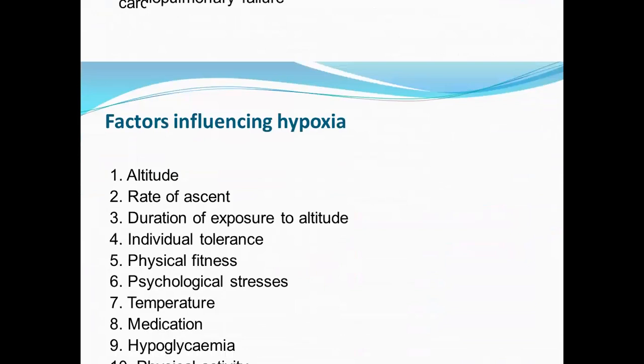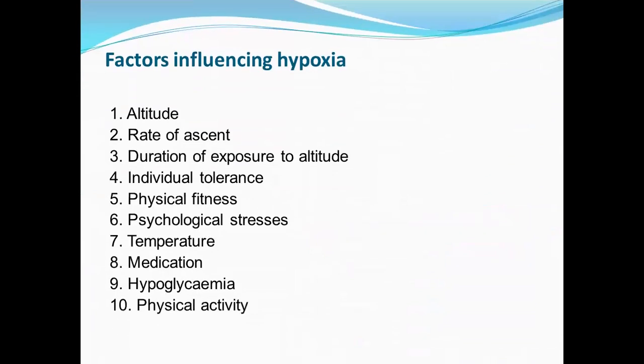The factors which influence and increase the state of hypoxia are these causes. Altitude, of course, is the first main cause. The rate of ascent: many times mountaineers are asked to go up step by step, so if the rate of ascent is controlled, then this can be delayed. The duration of exposure to altitude, individual tolerance, physical fitness, psychological stress, temperature, medication, hypoglycemia, and physical activity. All these conditions can influence the stage of hypoxia.